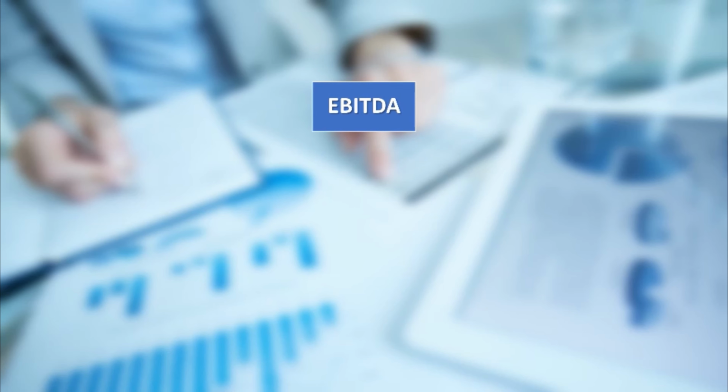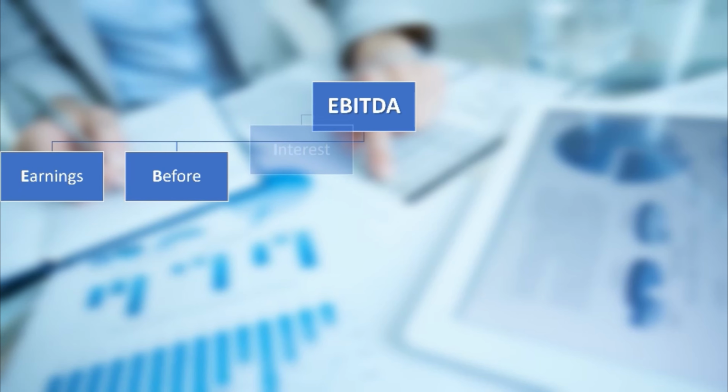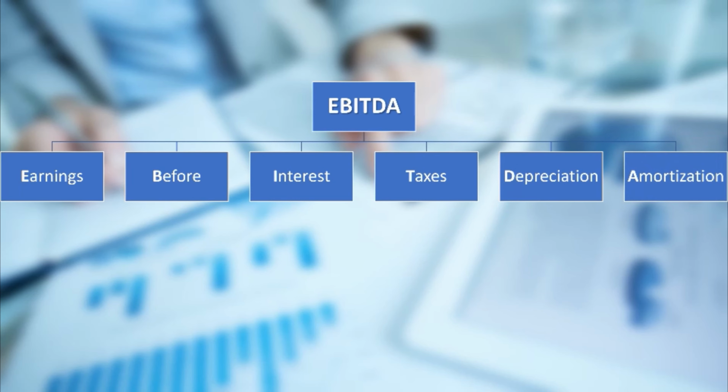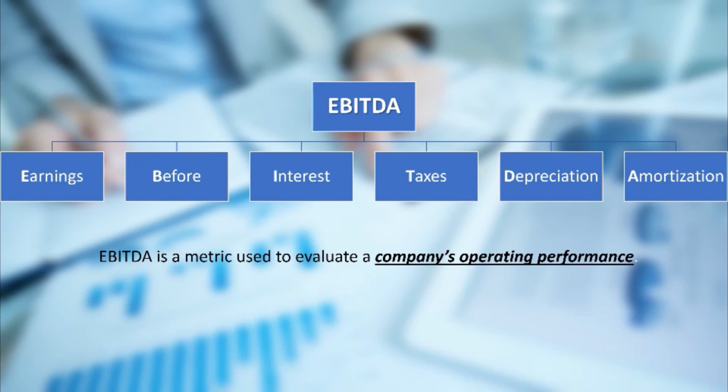So there are all sorts of ways in which investors measure the financial health of a company. They look at sales, cash flow, consider various assets and any outstanding debt. But beyond these traditional tools, one of the most common measurements in determining a company's value is EBITDA. EBITDA is an acronym that stands for earnings before interest, taxes, depreciation and amortization. It is a metric used to evaluate a company's operating performance.